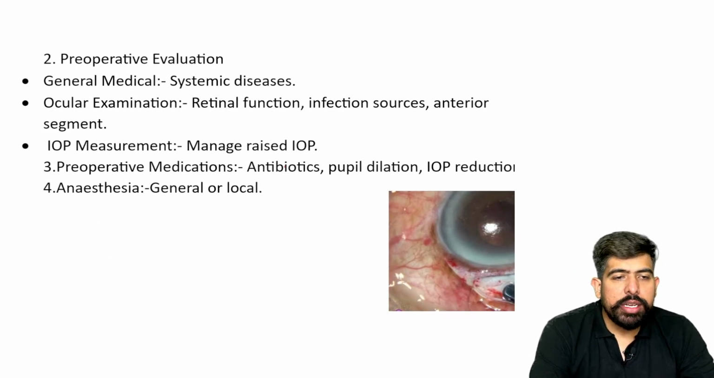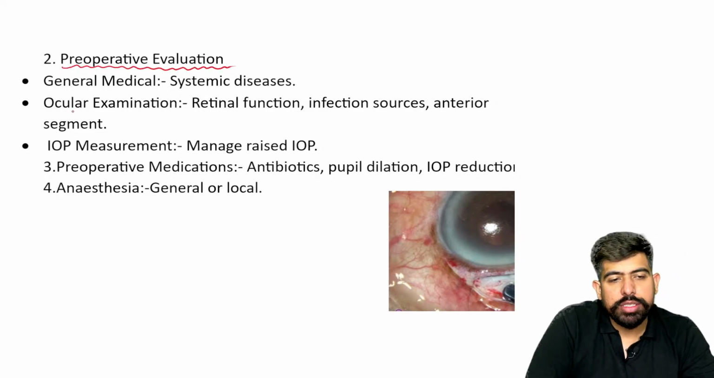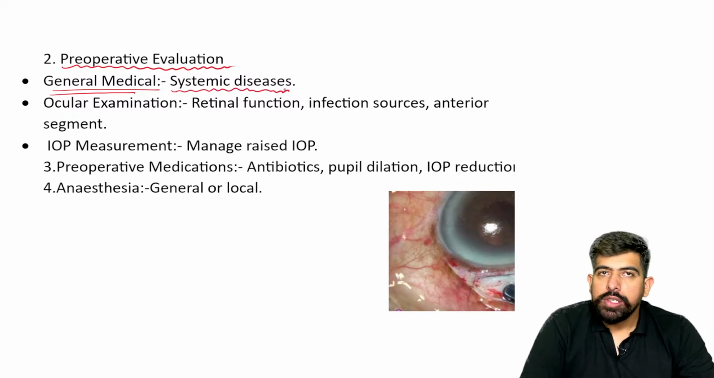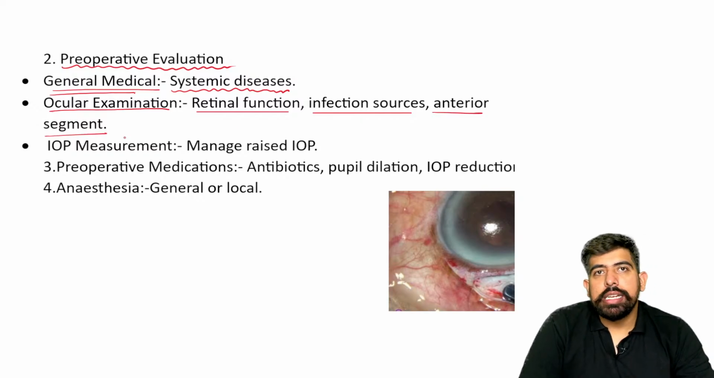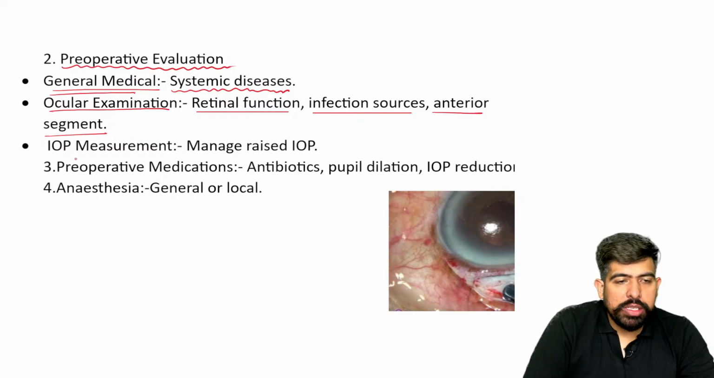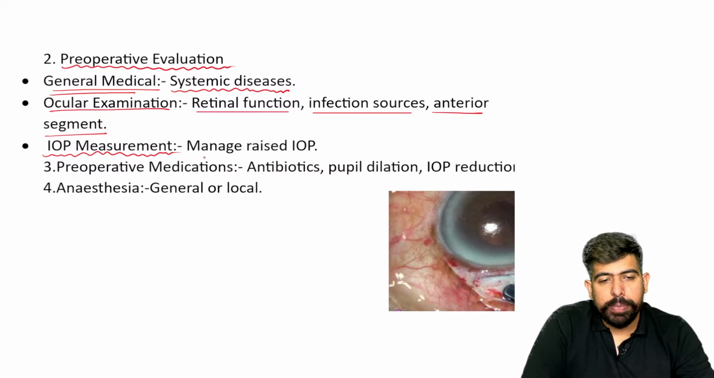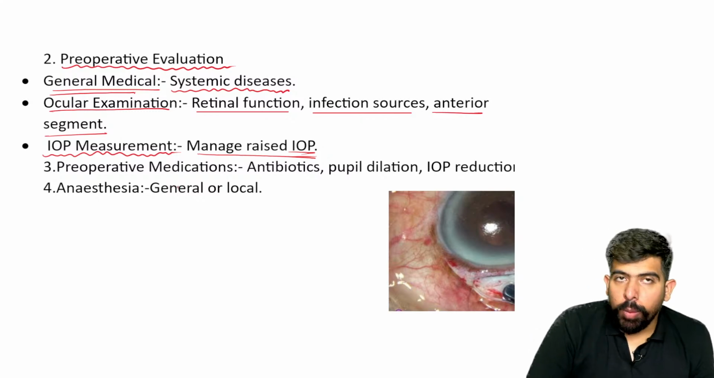But before the surgery we have to do some pre-operative evaluations. And what are those? For the general medical checkup, we have to see any underlying systemic diseases first of all. Then for the ocular examination, we have to examine the retinal function, infection sources, and the anterior segment. I have to see the anterior segment clearly. Also, if there is a raised intraocular pressure, I have to manage this intraocular pressure. Okay, now this is the pre-operative evaluation.